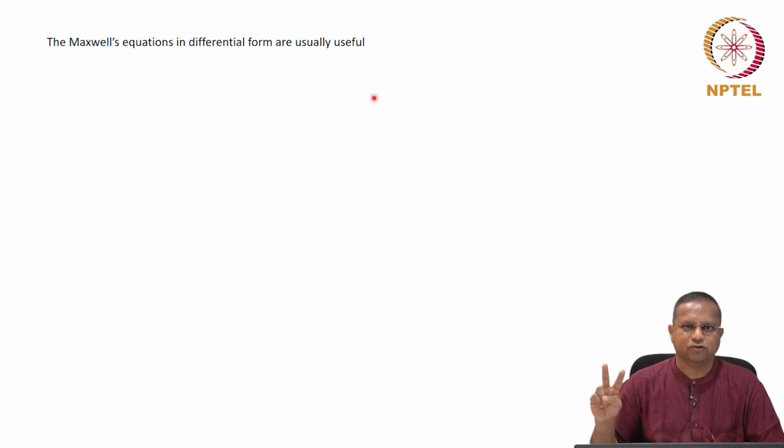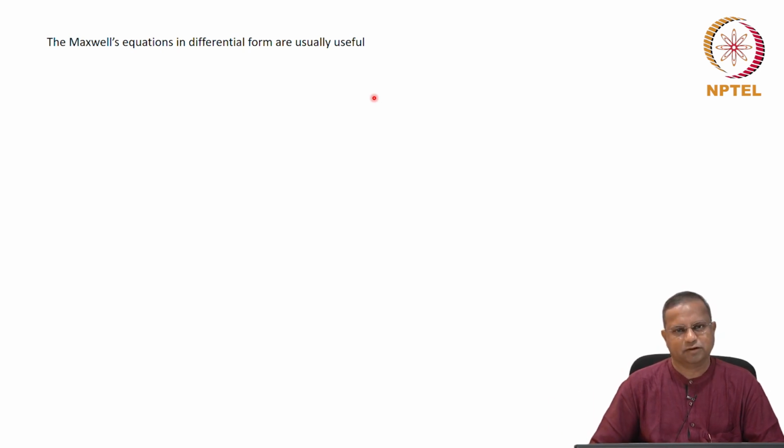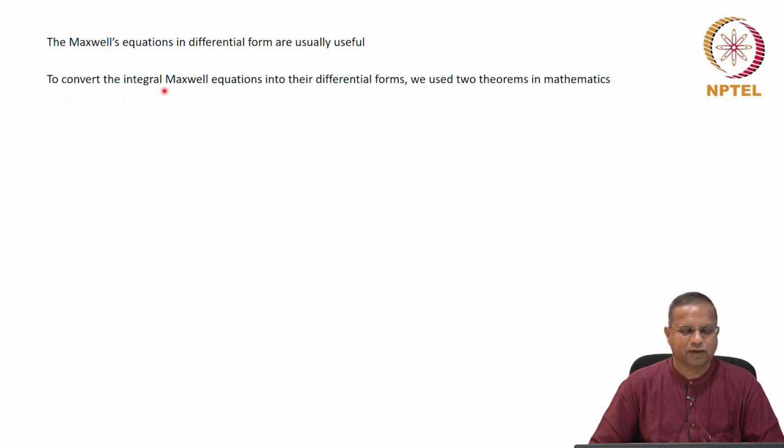For that, we are going to use two important theorems in mathematics. To convert the integral Maxwell's equations into differential forms, we are going to use two theorems. First one is called Gauss's theorem. Recall from your initial mathematics course. If you want to recall that, stop the video here, pause the video, recall that, and then you can restart the video.